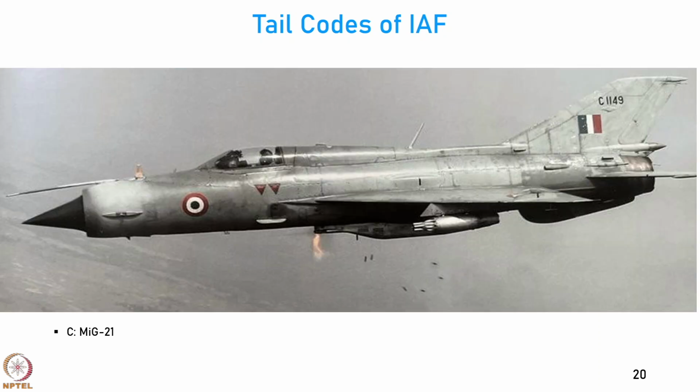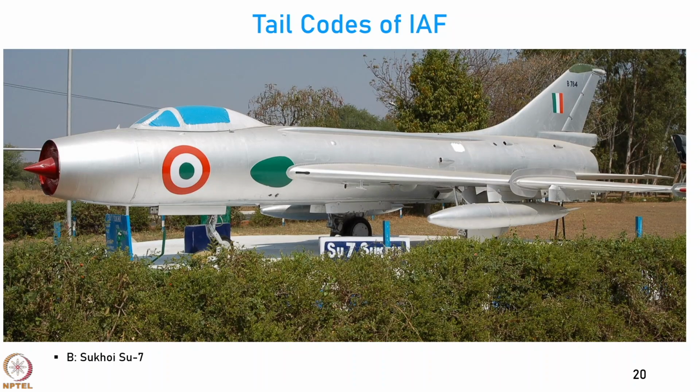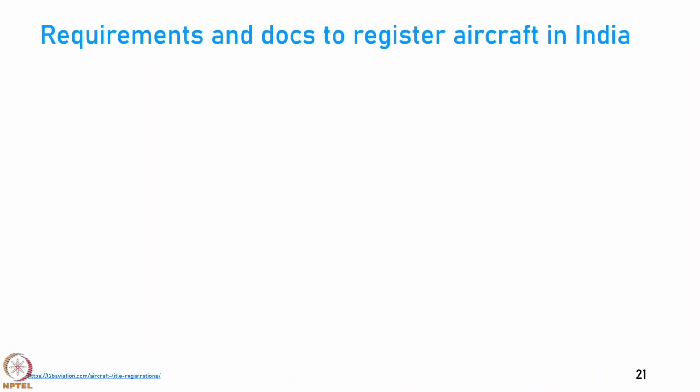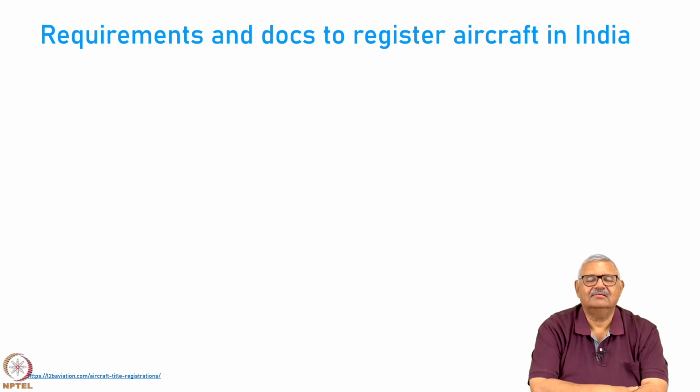The MiG-21, recently retired from service, has a tail code starting with the prefix C, and for the Sukhoi 7 aircraft, which was used very successfully by India in the 1965 and 1971 wars, the prefix is letter B. Let us now see what are the requirements and documents needed to register a civil aircraft in India.